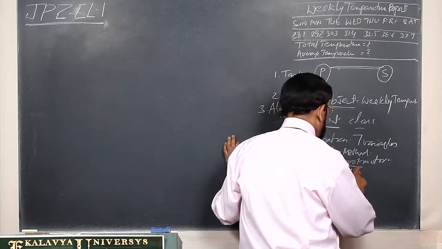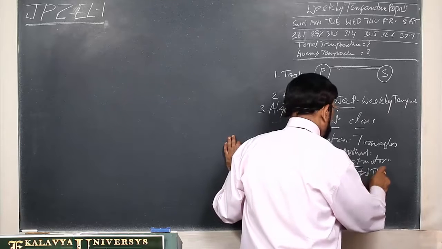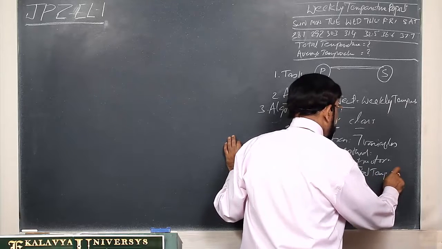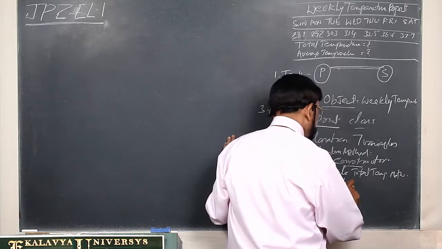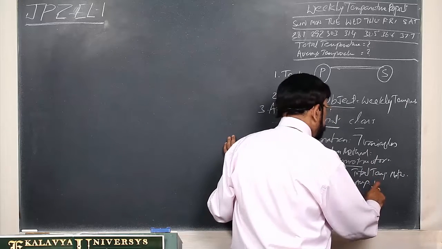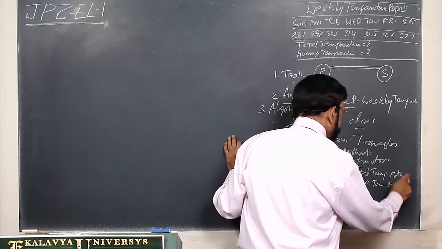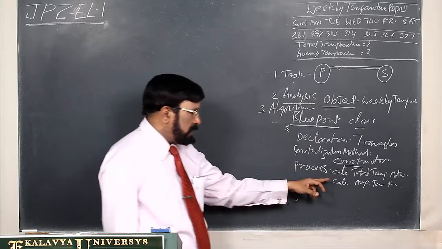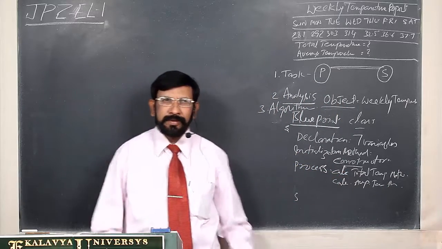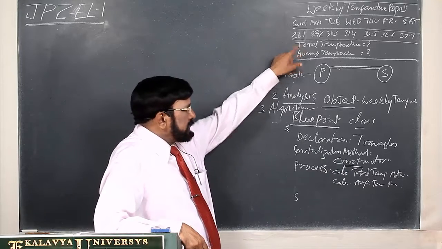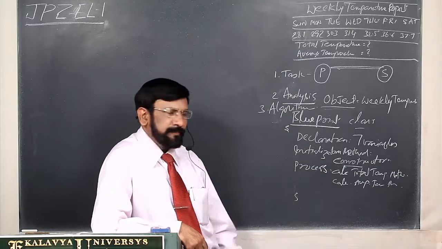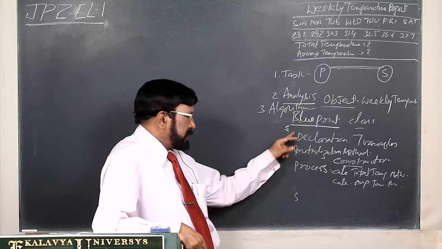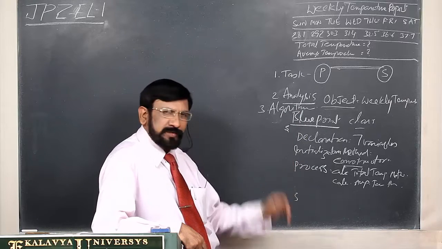Calculate total temperature method, and thereafter calculate average temperature method. Two methods we have to define in order to get these values. Thereafter, all these are done. Processing is done. Declaration, input, process.